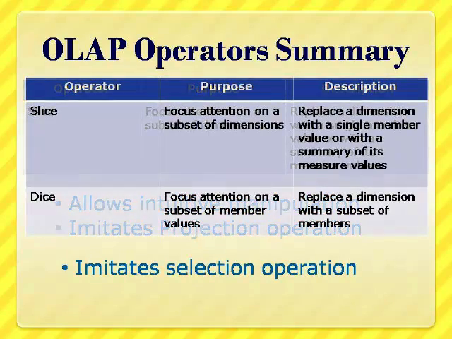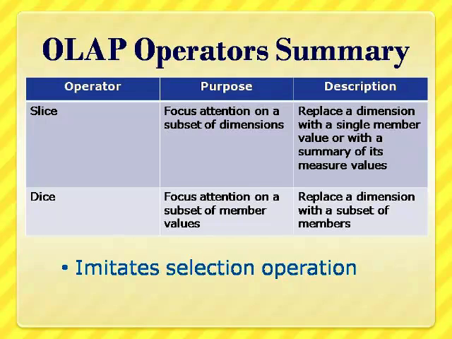Another kind of operator is dicing, which imitates the selection operation of relational algebra, sigma, whereas slicing imitates the concept of the projection operator, that is pi of relation. The purpose of the dice operator is to focus attention on a subset of member values. That means we can replace a dimension with a subset of members, which is nothing but a selection operator.